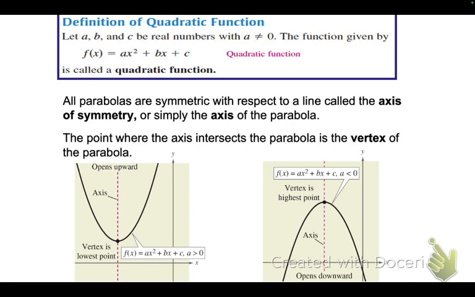Okay, so we have a definition of a quadratic function: f of x equals ax squared plus bx plus c. All parabolas are symmetric with respect to a line called the axis of symmetry. Do you see the axis of symmetry? Yeah. Okay, it is a vertical line, correct? The x value is the axis of symmetry. So the x of the vertex is h, isn't it? Yeah. So the axis of symmetry is x equals h.